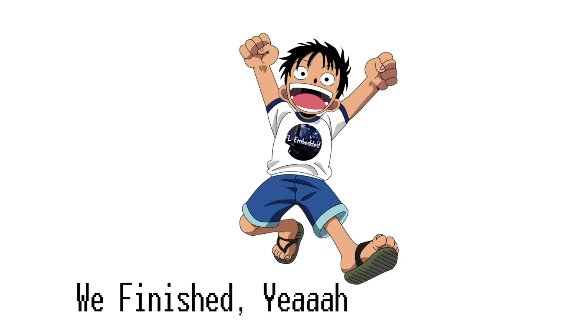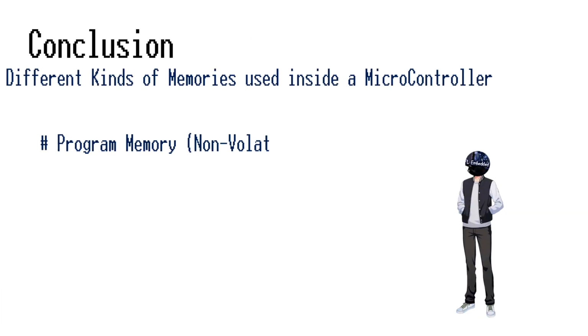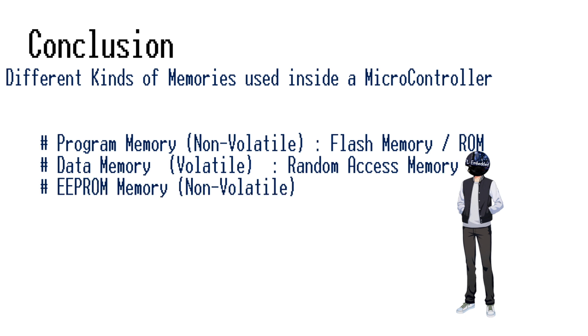Let's now summarize all what we said about microcontroller's memory. We said that typically there are three kinds of memory inside a microcontroller. Program memory is non-volatile and it's used to store the program, and it can be flash memory or ROM memory. Second one is data memory, which is random access memory. It's volatile and it's very fast compared to program memory. And finally, the EEPROM memory is not volatile and it's used to store special cases such as device configuration parameters, etc.